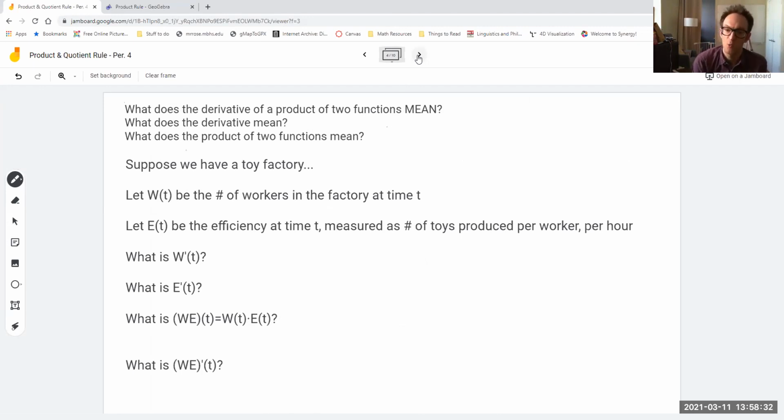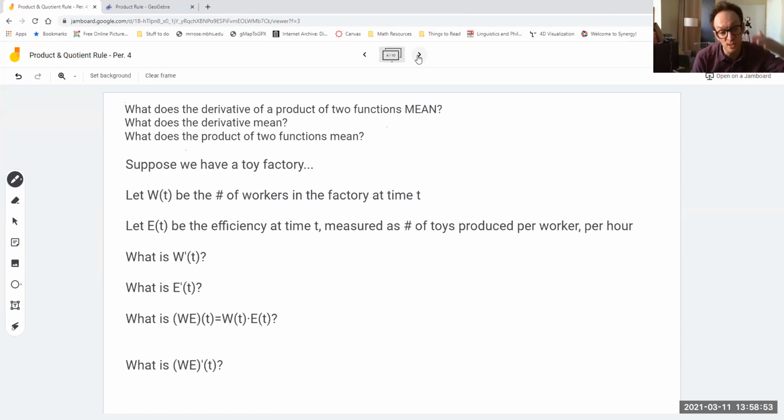You might be asking, what does even the derivative mean? And what does the product of two functions even mean? Okay, so we need to answer all these questions. Well, okay, what does the derivative mean? As I already said, hopefully by this point we already have a very deep and flexible understanding of differentiation.